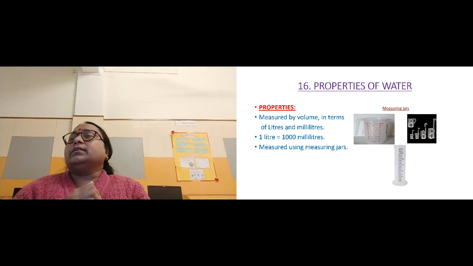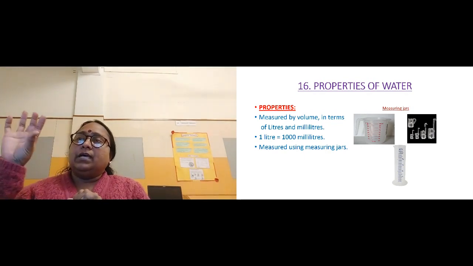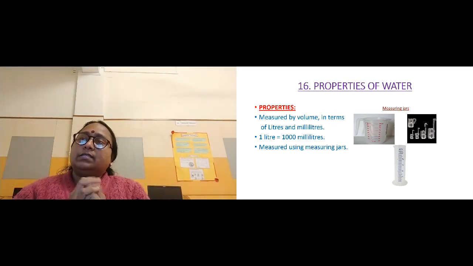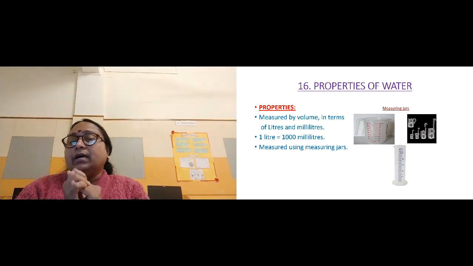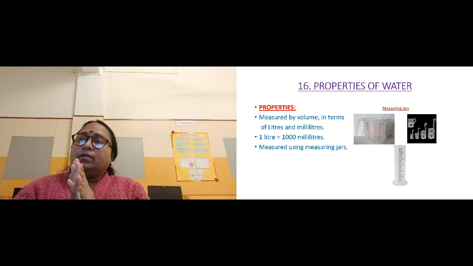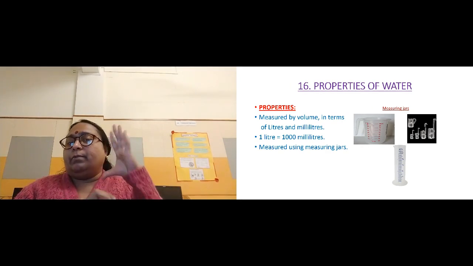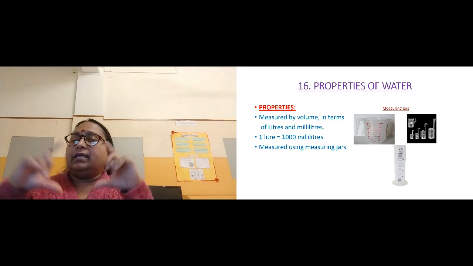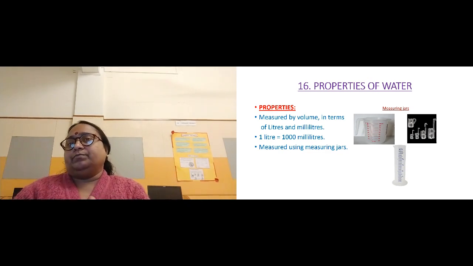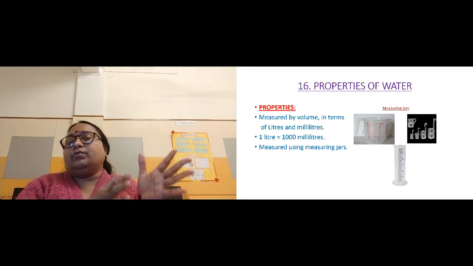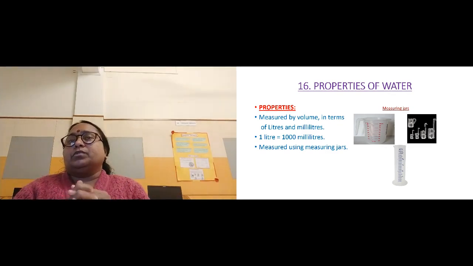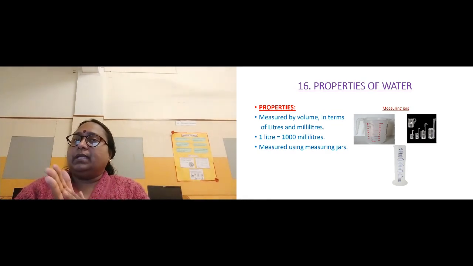Then in the third picture, I have shown some small measuring jars. They are mostly used to measure milk. You will find these jars with the milkman. For half a liter of milk or 1 liter of milk, accordingly they will use the measuring jars. So 1 liter is 1000 milliliters. That is the conversion, how you convert 1 liter to milliliters.